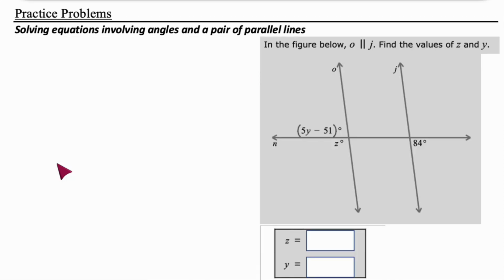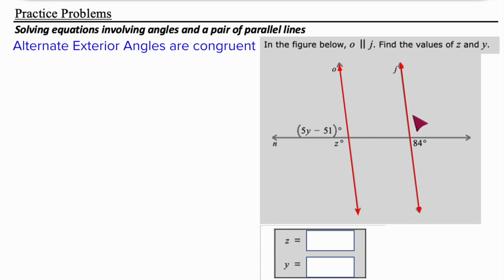All right, so we're going to look at another example here. So now we have a little bit more of an algebraic example because we have 5y minus 51, but we still have two parallel lines, and they're cut by a transversal. So first, here are my parallel lines, and we're going to look at alternate exterior angles this time, because since I have parallel lines, this 5y minus 51 is on the outside of the parallel lines. It's not in between here, it's outside. And so is this 84.